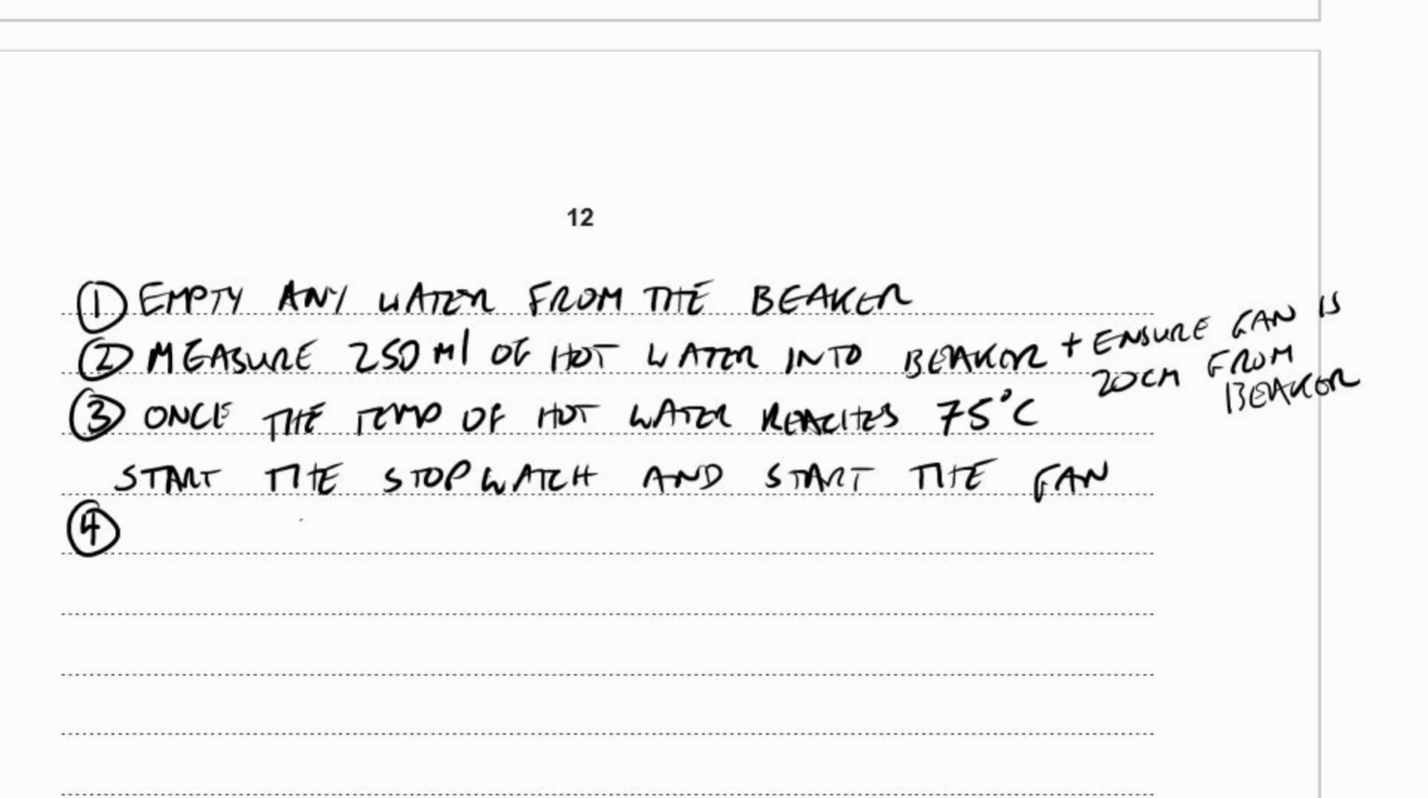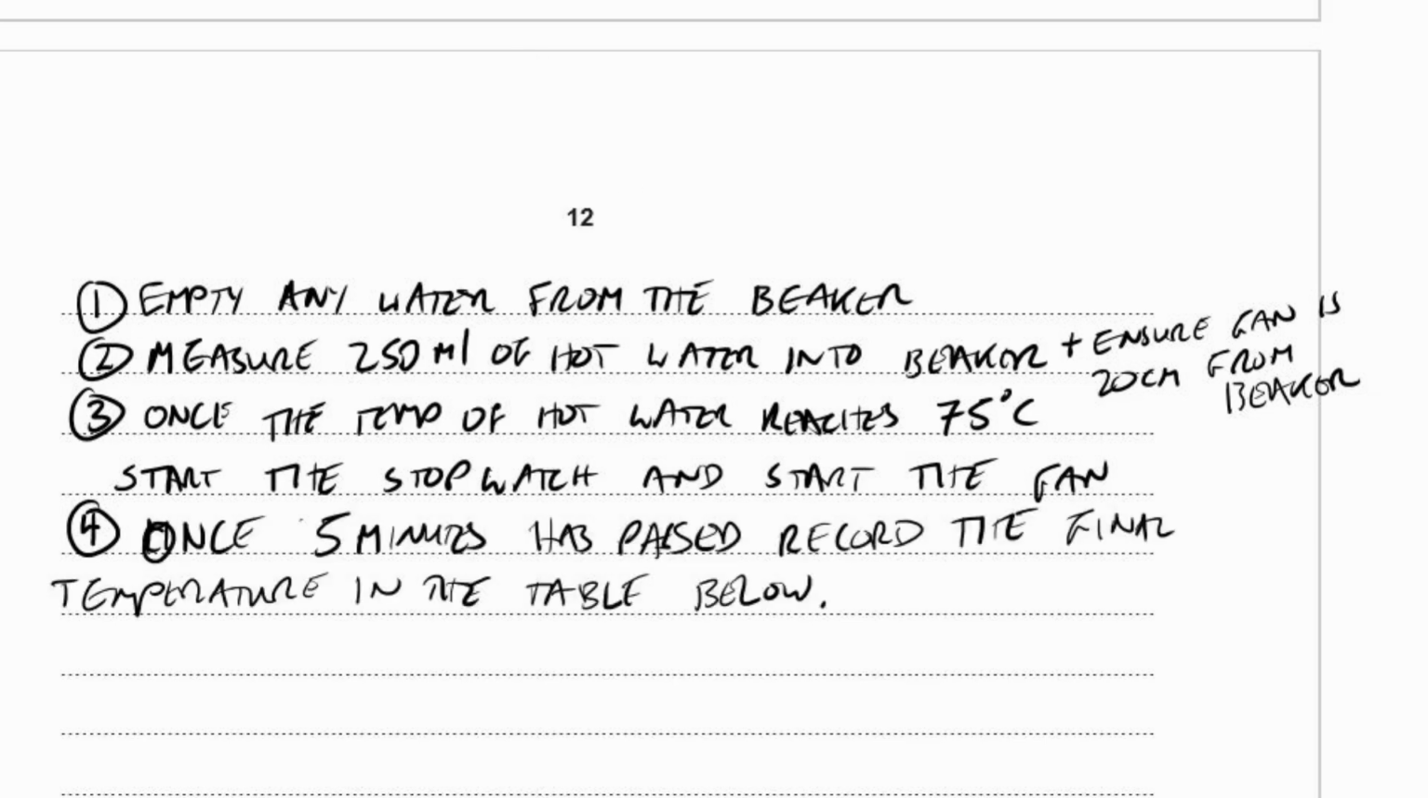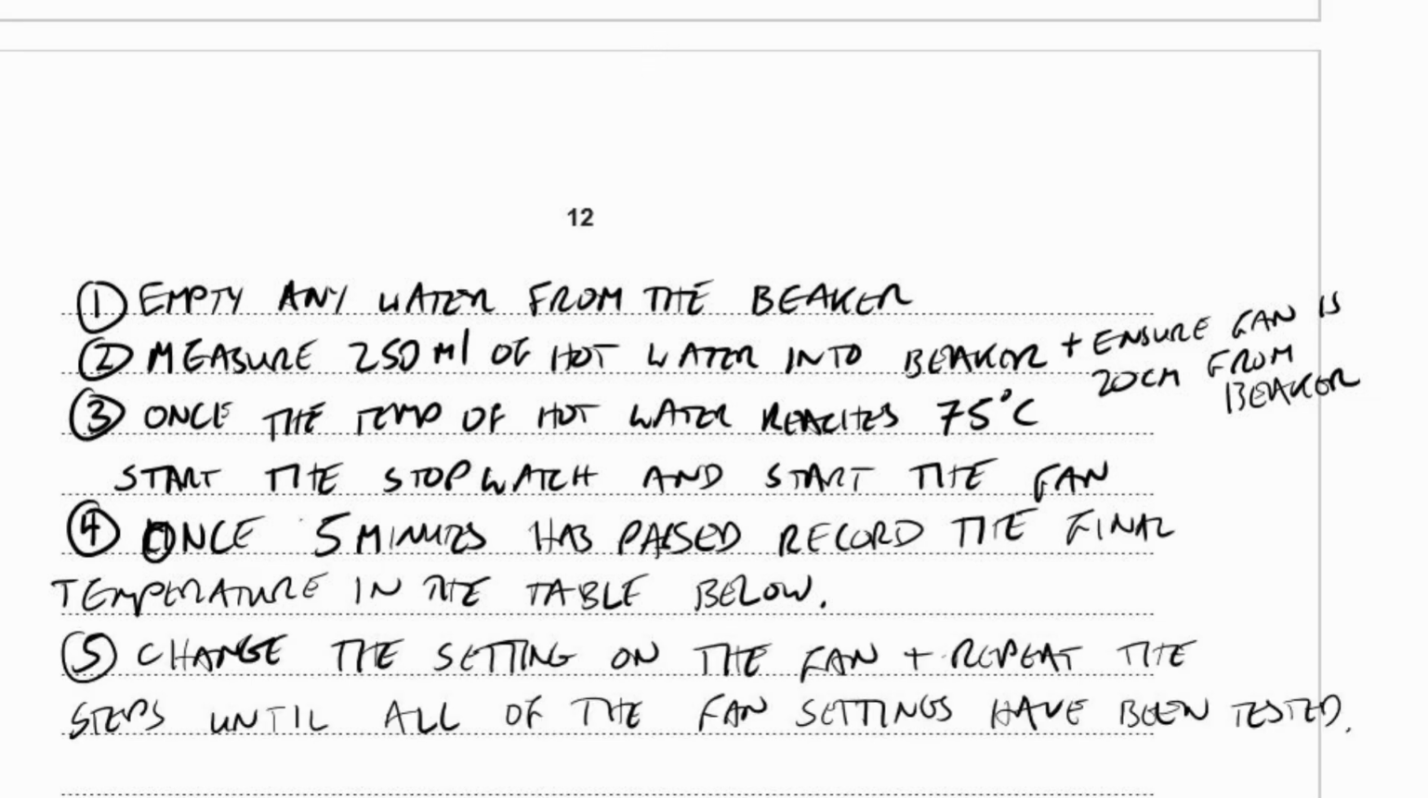Now, what I'm going to want to do then is measure a time period of 5 minutes, and at that point measure the temperature and record all the information in the table underneath. There we are, so once 5 minutes has passed, record the final temperature in the table below. The other thing that we're going to want to do at that point, we'll call it step 5, change the setting on the fan and repeat all the steps until all the settings have been tested. So there we go, change the settings on the fan and repeat the steps until all of the fan settings have been tested.